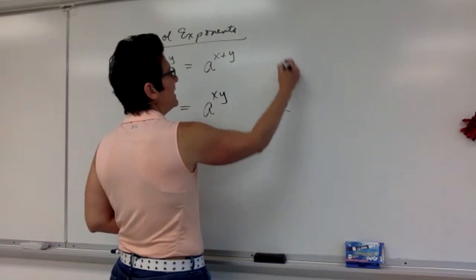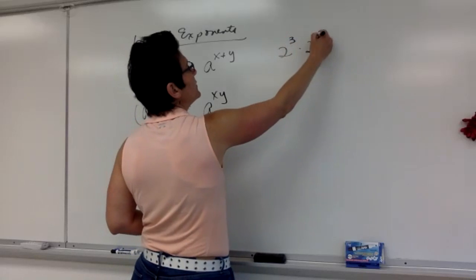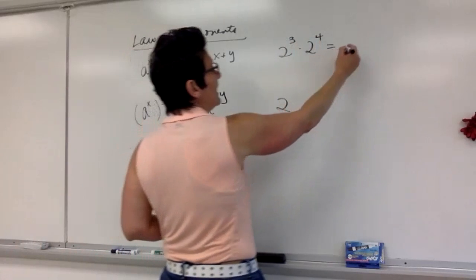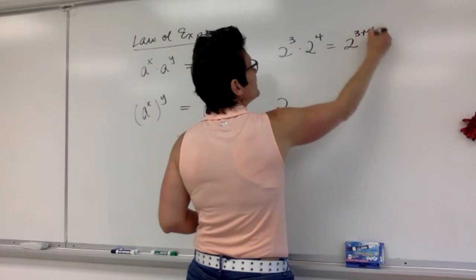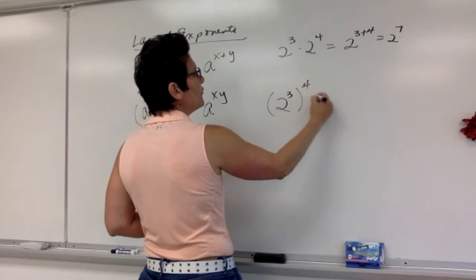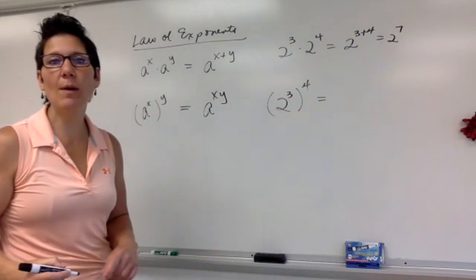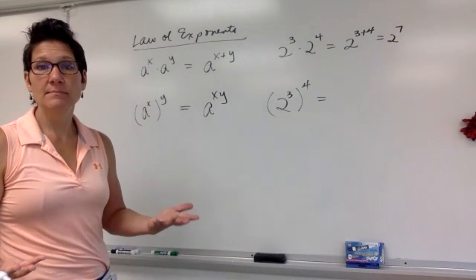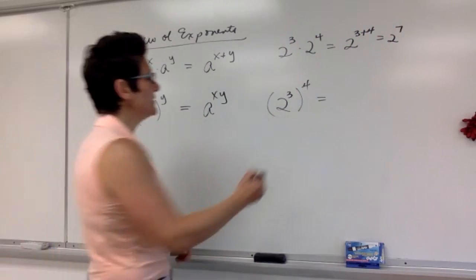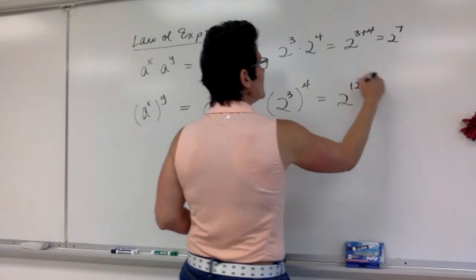So in other words, if I have 2 cubed times 2 to the 4th, I can write that as 2 to the 3 plus 4, which is equal to 2 to the 7. But if I have 2 cubed to the 4th power, that's the same thing as 2 to what power, friends? 12. 2 to the 12th. Thank you. Okay. So this is going to be 2 to the 12th power.